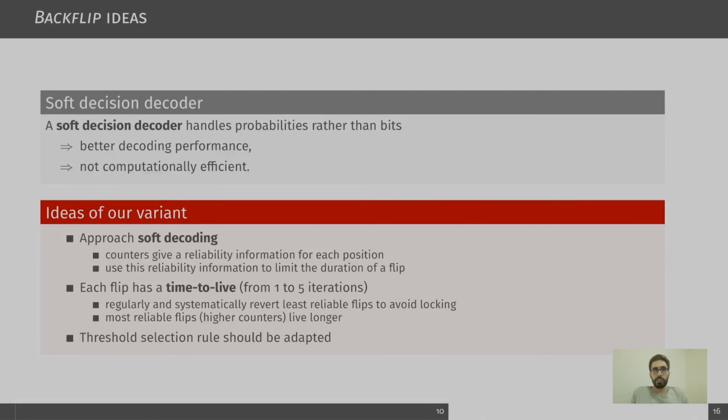So we will do this by using the reliability information that we obtain with the counters. When a counter is really high, we have more confidence that it corresponds to an error. It means that when we flip it, we have a lot of confidence in this flip. So what we will do is use this confidence information to limit the duration of a flip.